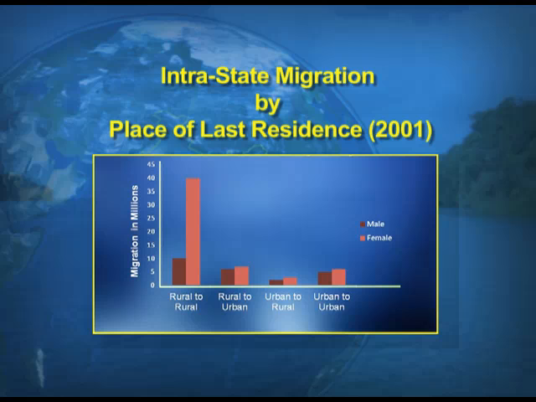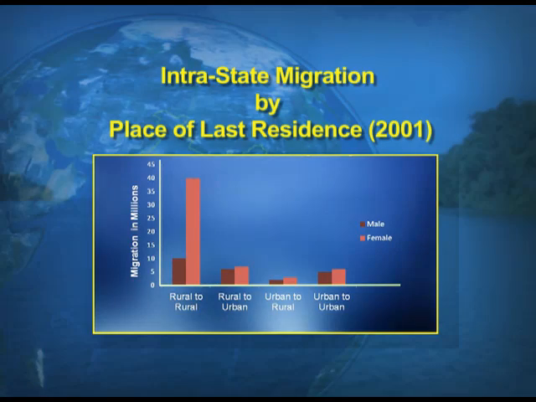Now, this is a multiple bar diagram, children, as you can see on your screens. Multiple bar diagrams indicate two types of bars, one for the males, another for the females. The darker color, as the index indicates, is for the male population, and the lighter color is for the female migration.